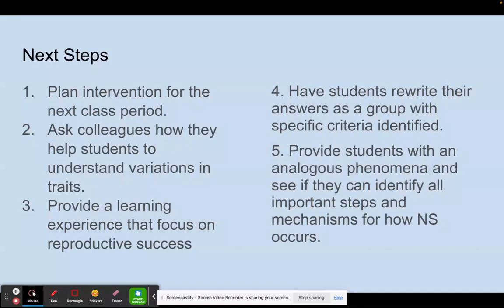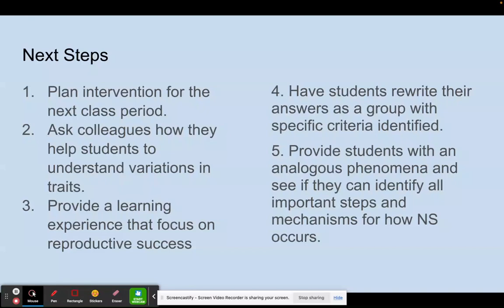I can also have the students rewrite their answers as a group and give them some more specific criteria. This could be a quick starter the next day, like, hey, we're going to revisit question number 9 from your assignment last night, and I want you to make sure that you talk about mutations, variation, and reproduction. Now go as a group and give me 2 sentences in the next 2 minutes. And then we can talk about it. And just that conversation alone about one question gives students a lot of feedback.